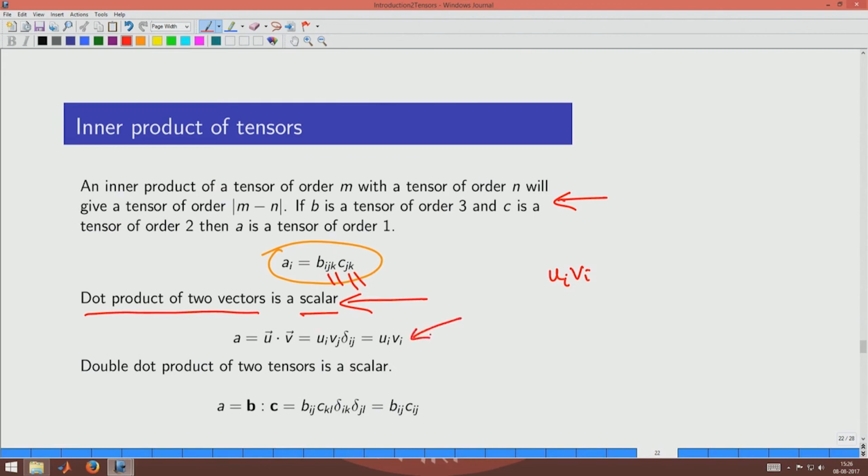So, we can see that u_i v_i must be a tensor of order 0. We went ahead and proved it earlier, but we now know that there is a theorem to say very generically how this can be handled.